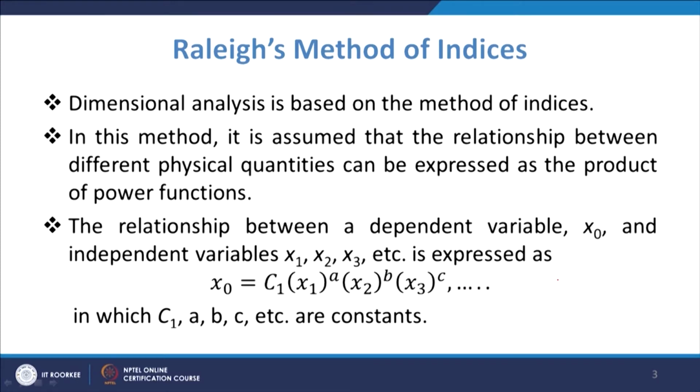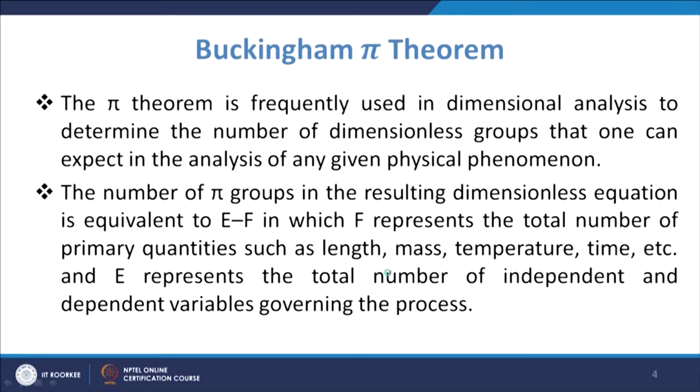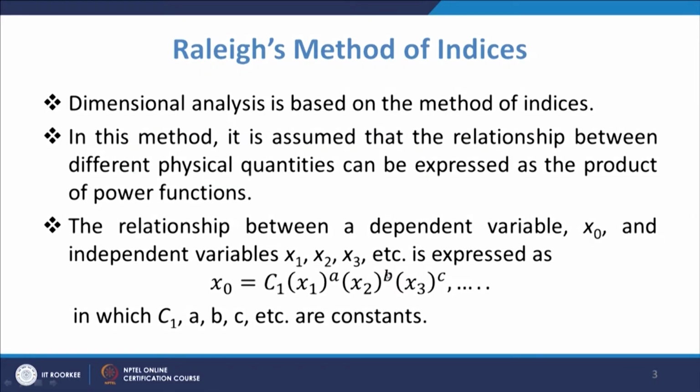Here C1, a, b, and c are all constants. If you try to have the dimensionless groups, you can have capital X1, capital X2, and capital X3. They can be expressed as dimensionless groups, capital X naught, capital X1, capital X2, and capital X3, with different constants capital A, B, C.